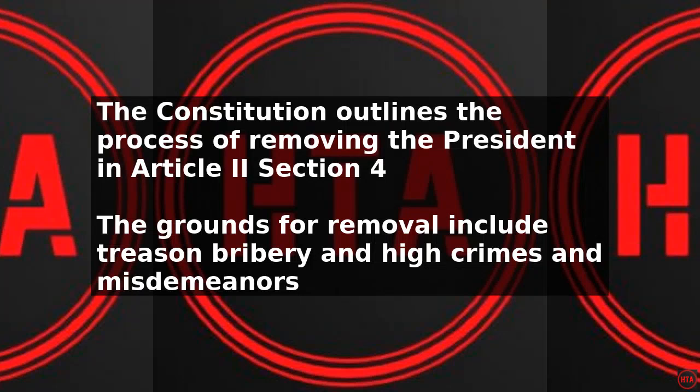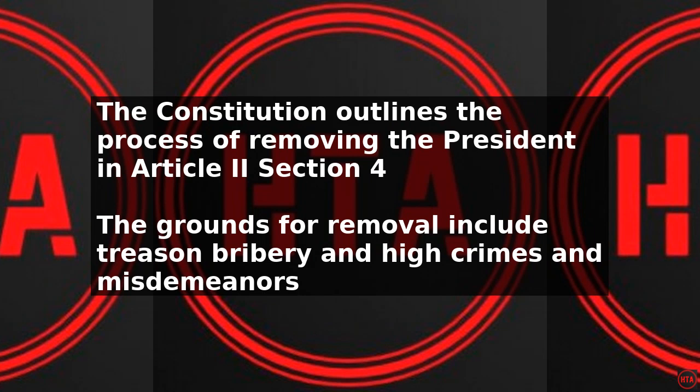The process of removing the president from office is outlined in Article 2, Section 4 of the United States Constitution. This guide will walk you through the steps involved in removing the president from office. First, it is essential to understand the grounds for removal, which are treason, bribery, or other high crimes and misdemeanors.